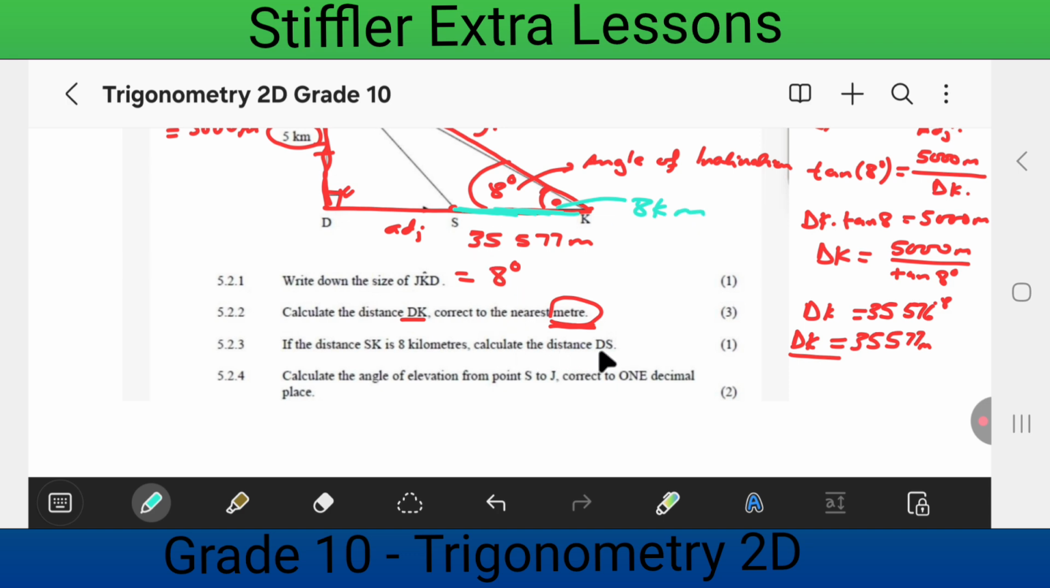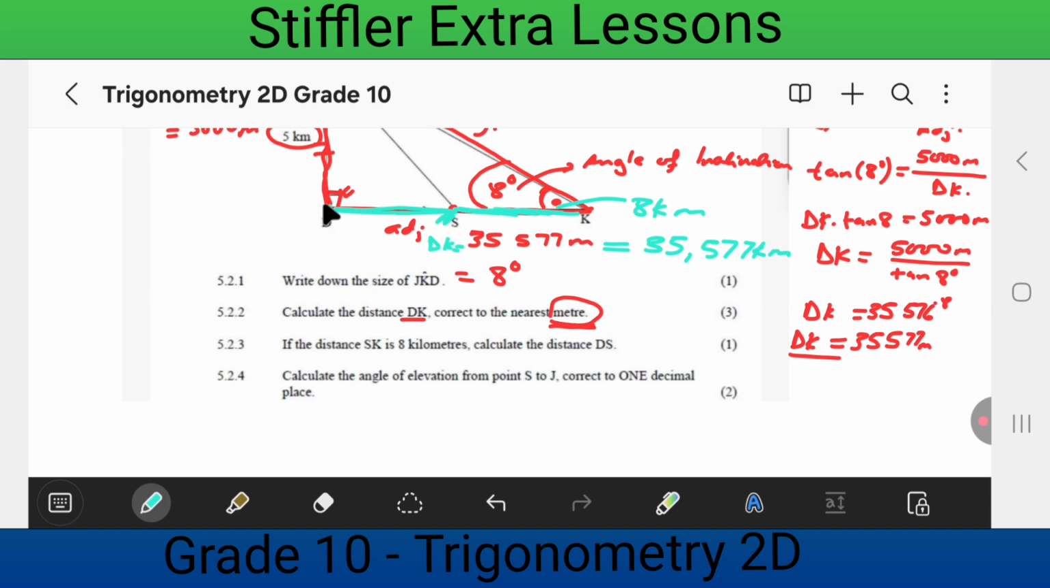Calculate the distance DS. But you can see already that SK is 8 kilometers, but the whole of DK is this much. So let's change it to kilometers. We can divide it by 1,000, which gives us 35,577 kilometers. So the whole distance from D to K is equivalent to that.